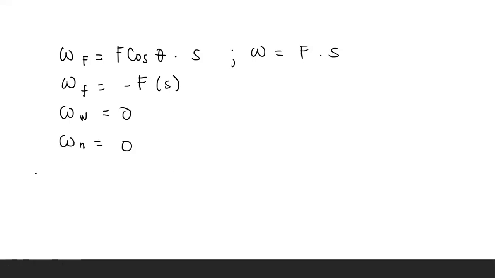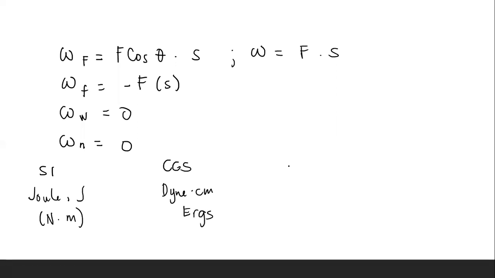Now, what are the units for the work? Under the SI, you have the joule. When you say joule, that is newton meter. For the CGS, you have dyne centimeter, which is also ergs. And then for the English system, we have foot-pounds or BTU. 1 BTU is equal to 778 foot-pounds.